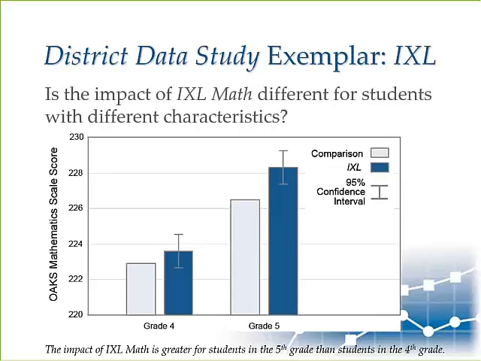And from the graph, we see a greater impact in 5th grade. The IXL group outperforms the comparison group in both grades, but the difference is greater in 5th grade. Also, we see that the confidence interval clears the bar for the comparison group in 5th grade, but not in 4th grade. What this implies is that the difference in 4th grade can easily be attributed to chance variation, while the difference in 5th grade is much more likely to be a real difference. That is not one that could easily arise from chance alone.